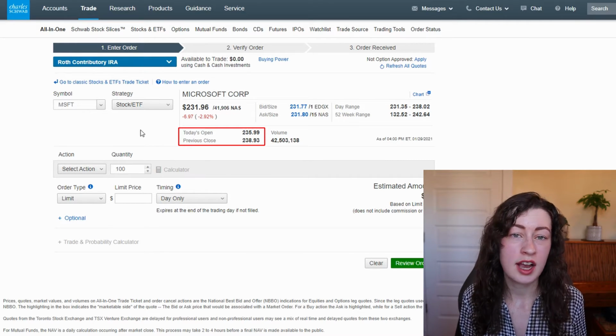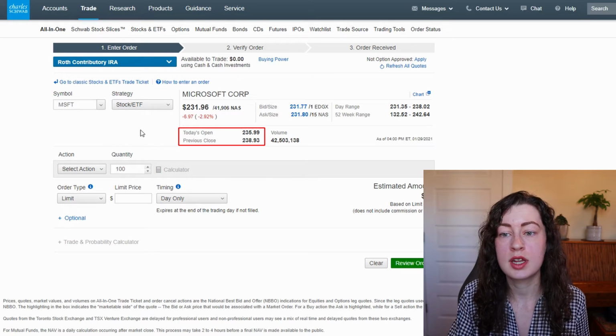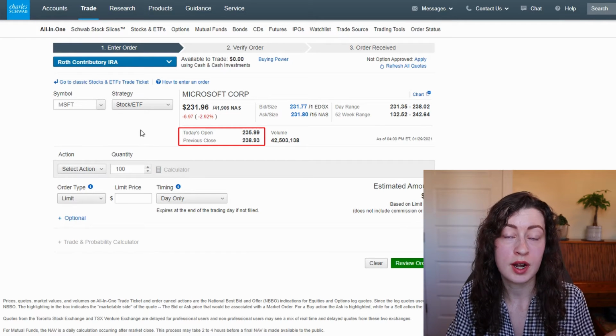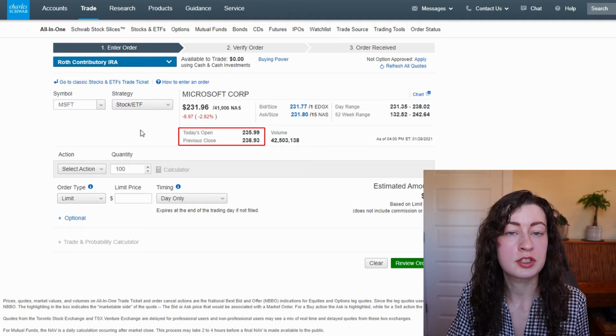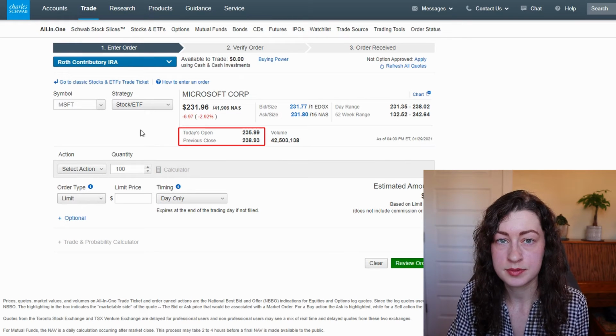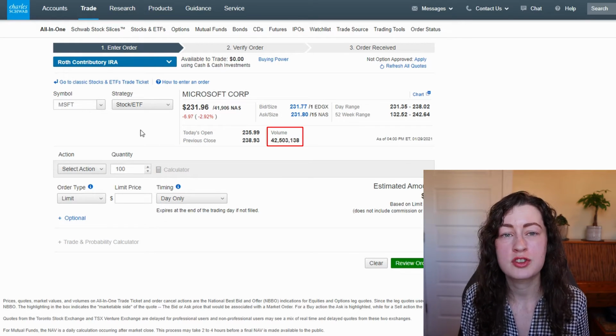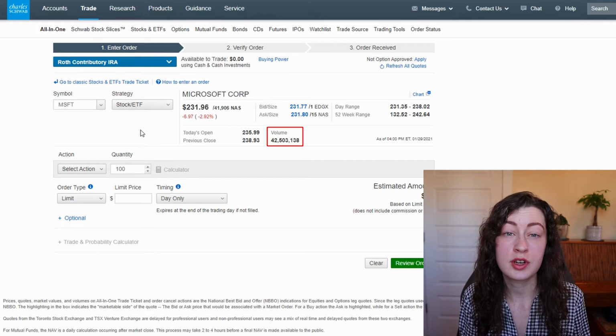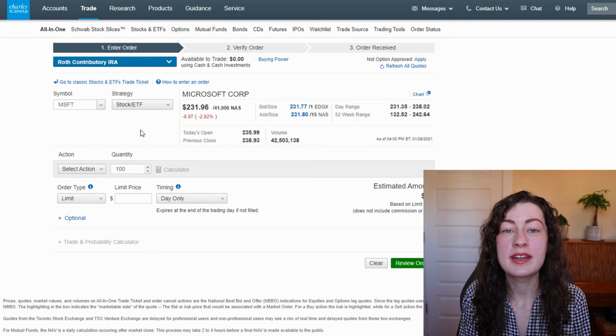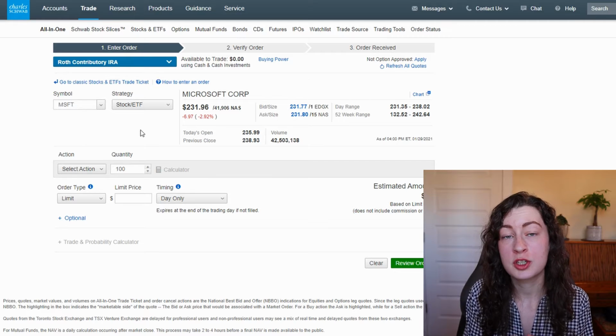The last active trading day was on Friday, so today's open refers to the value as of Friday morning, and the previous close refers to the value as of Thursday evening. And then finally, volume is just the total number of shares of this stock or security that are being traded in the stock market.